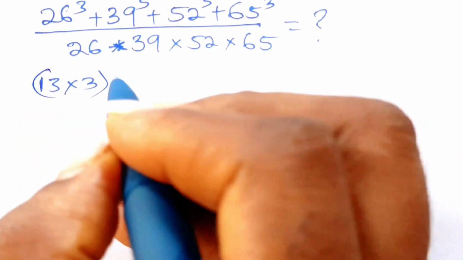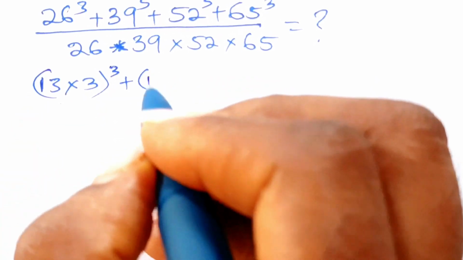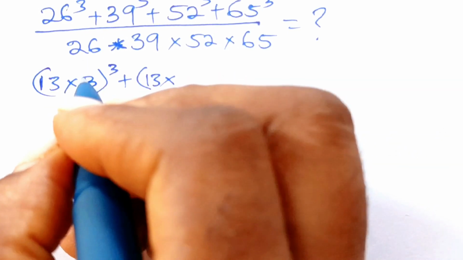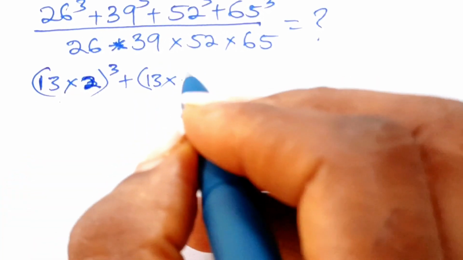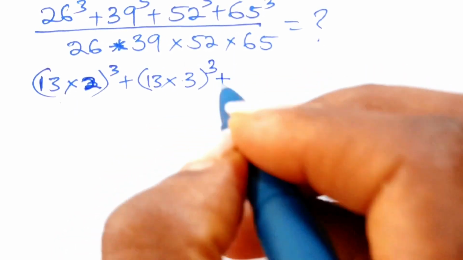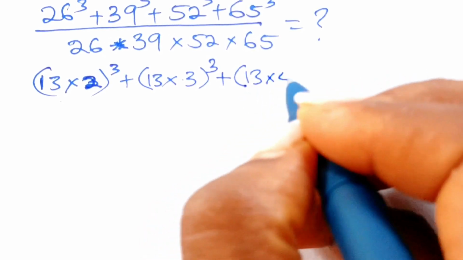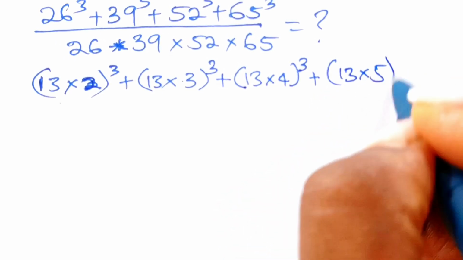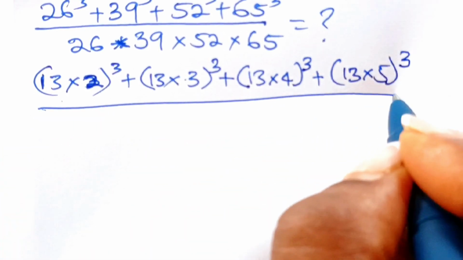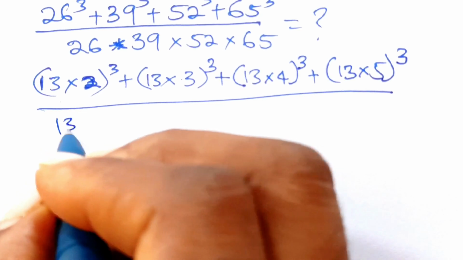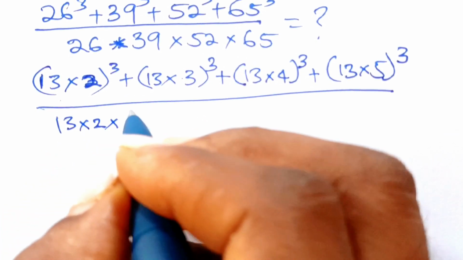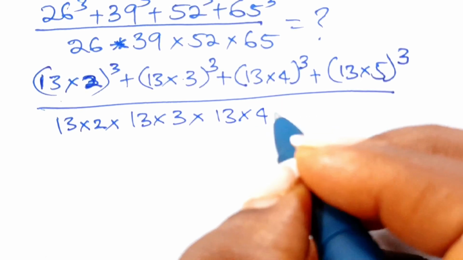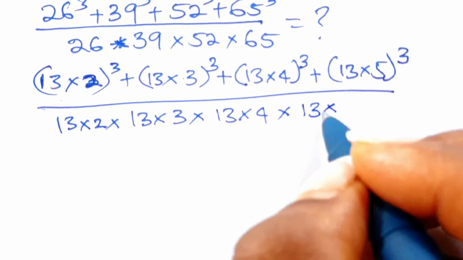So you're going to have 13 times 2 raised to the power of 3, plus 39, which is 13 times 3, raised to the power of 3, plus 52, which is 13 times 4, raised to the power of 3, and 65, which is 13 times 5, raised to the power of 3. Now divided by 26, which is 13 times 2, times 39, which is 13 times 3, times 52, which is 13 times 4, and 65, which is 13 times 5.